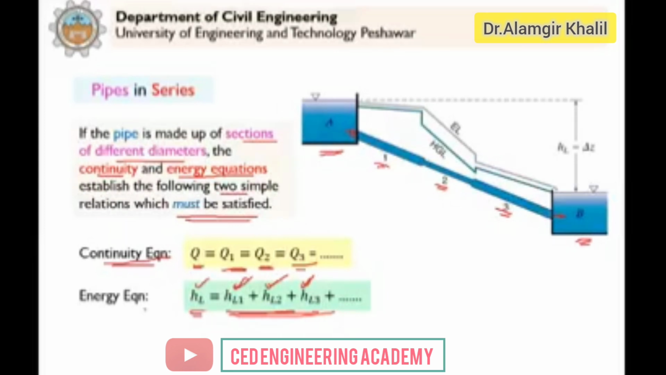So it means that to satisfy the energy equation, the total head loss will be equal to the sum of the head losses through all the pipes connected in series. And why do we have this situation? Because in this case, the total head loss will simply be equal to delta Z, the difference of water level between the two reservoirs A and B. If I consider any fluid particle here, let's say particle 1, and then another particle at the surface of reservoir B, let's say particle 2.